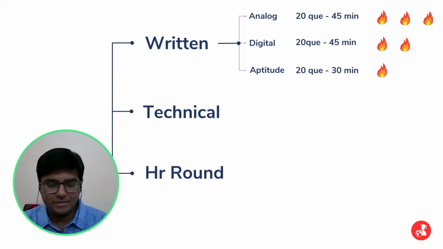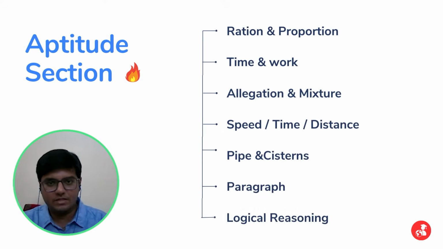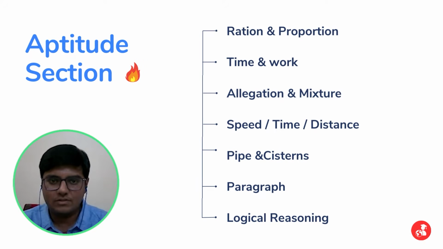If we talk about the aptitude section, it had mainly questions from ratio and proportion, time and work, alligations and mixtures, speed, time, distance. There were questions from pipes and cisterns also, in the time and work area. There were also questions from paragraphs, where we have to read the paragraph and answer a few questions based on that paragraph. There were also questions from the logical reasoning portion, which was quite time consuming. So if one is feeling difficulty in logical reasoning, they may skip that, as time was very less in the aptitude section.